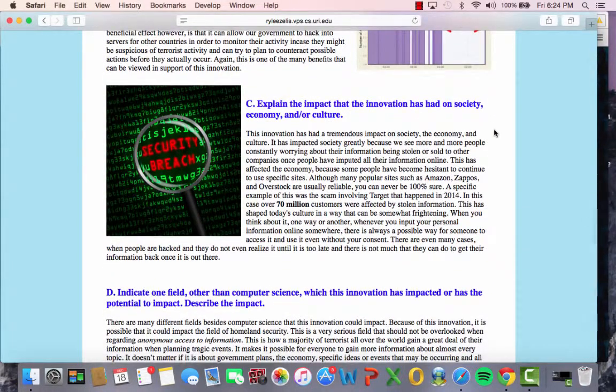I also want to explain an impact that the innovation has had on society. What came to my mind right away was last year's example where Target had over 70 million customers affected by stolen information. This has shaped today's culture in a way that can be somewhat frightening. When you think about it one way or another, whenever you input your personal information online somewhere, there's always a way someone can access it.